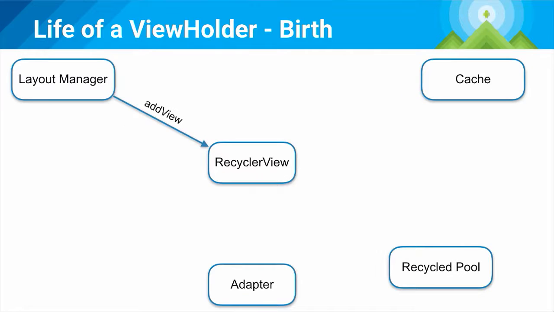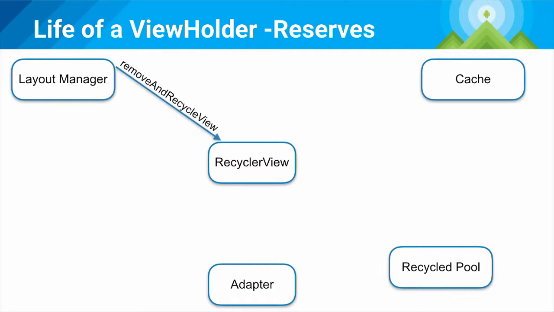And then the layout manager will eventually add that view to the UI. That's when you get this onViewAttachedToWindow callback in your adapter. So if you have anything about lifecycle, that's where you're looking for. So how do we reserve a view holder?